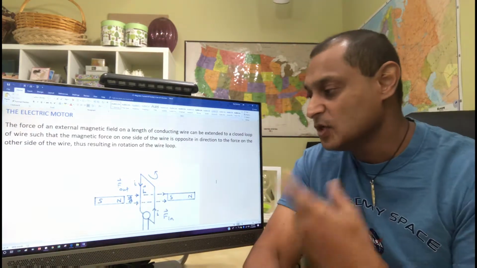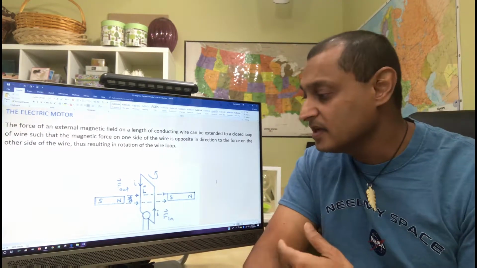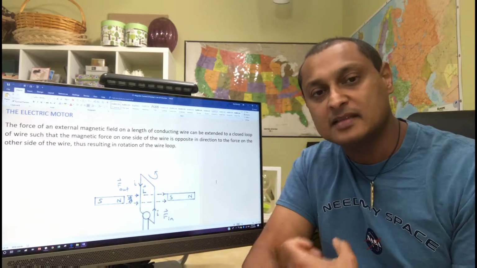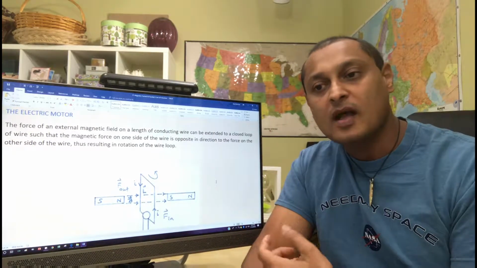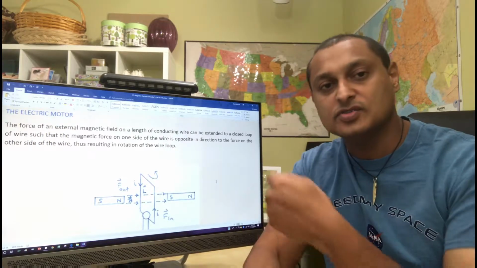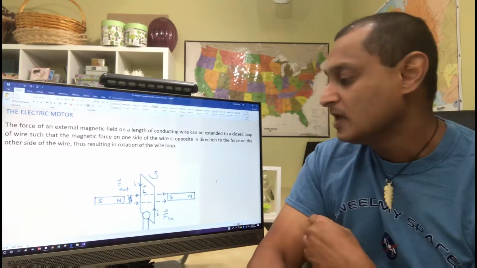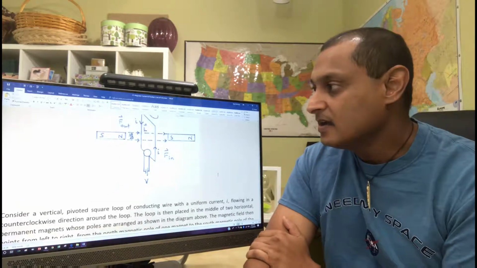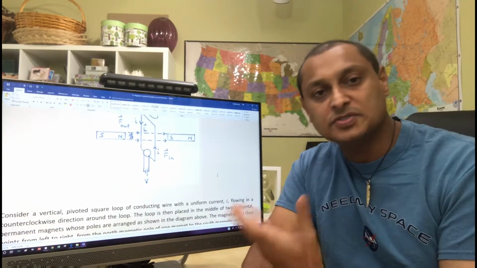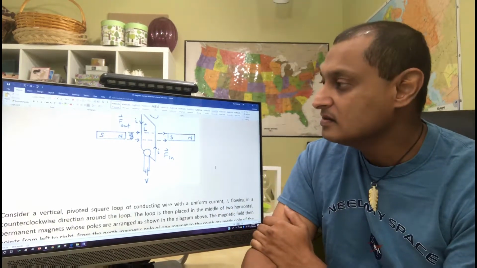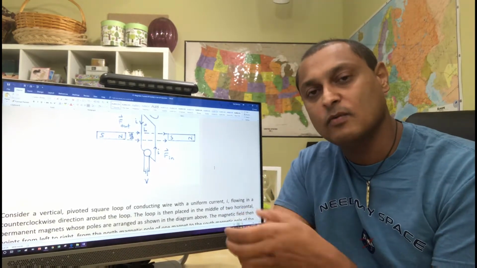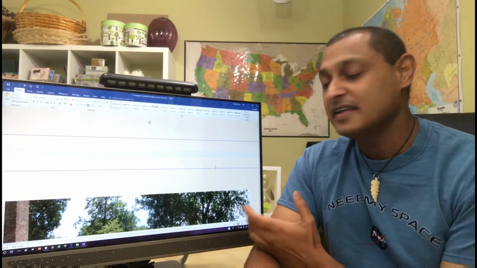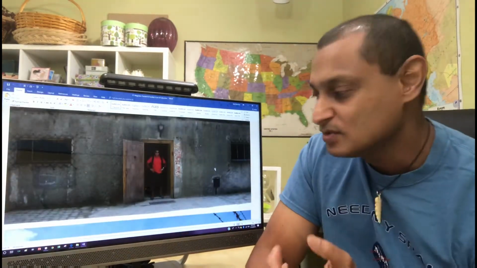It's essentially a looped wire with a current running through it, placed in the presence of permanent magnets, and the magnets produce a constant force as the current in the wire changes direction because it's looped, and that creates essentially a perpetual motion machine, if you will. So the electric motor is derived from the force on a current carrying wire in the presence of a magnetic field. It's quite fascinating. Again, the applications are absolutely numerous.